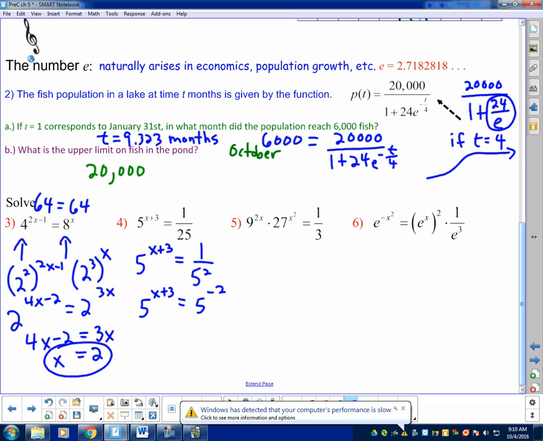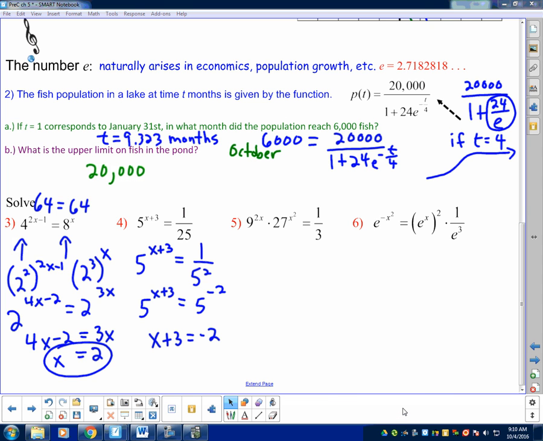Now I have matching bases. So x plus 3 can be set equal to negative 2. And if I subtract 3 over, x equals negative 5. Is that true? 5 to the negative 5 plus 3 is 5 to the negative 2. 5 to the negative 2 is 1 over 5 to the 2. And 1 over 5 to the 2 is 1 over 25. Yes, it works. All right.